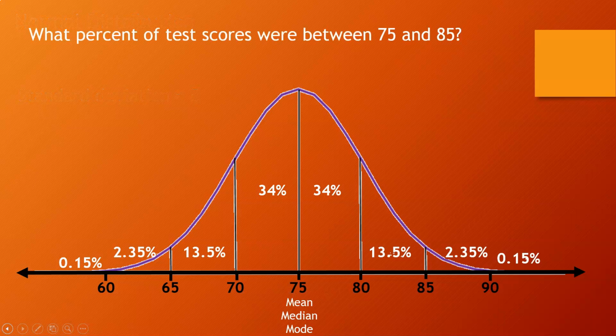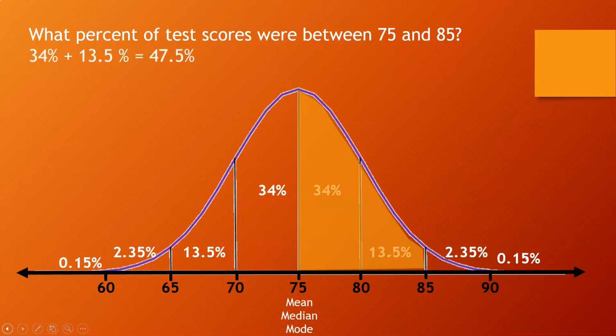So, what percent of the test scores were between 75 and 85? That means we're looking for the percent of the test scores that fell within this range. You'll notice on the number line, we're looking at everything from 75 to 85, and we want to know the area under the curve between the 75 and the 85 test scores. So if we add together the 34% that's between 75 and 80, and the 13.5% that's between 80 and 85, we get a total area of 47.5%.